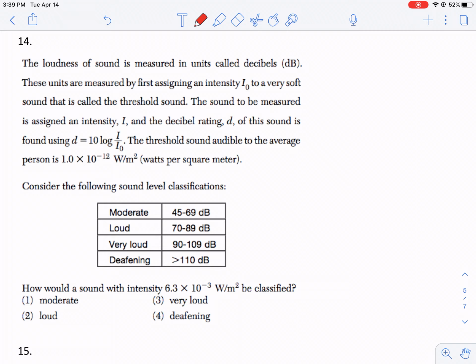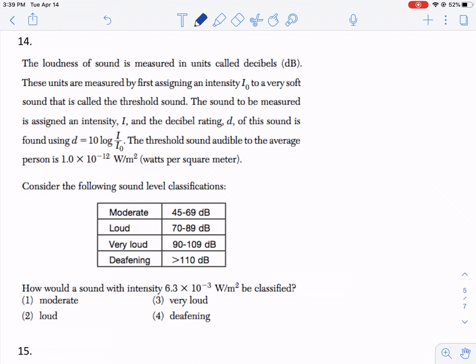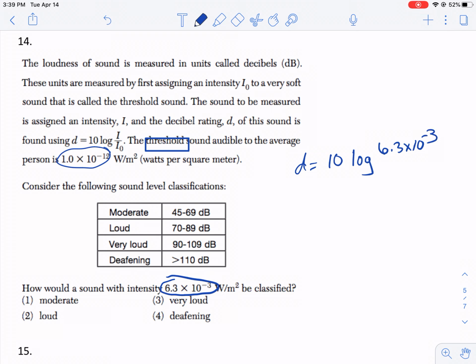How would a sound with intensity of 6.3 times 10 to the negative 3 be classified? Alright, so the threshold, which is the I sub 0, was given as this. So the decibels is equal to 10 log. The intensity they want us to measure is 6.3 times 10 to the negative 3, and the threshold is 1.0 times 10 to the negative 12.